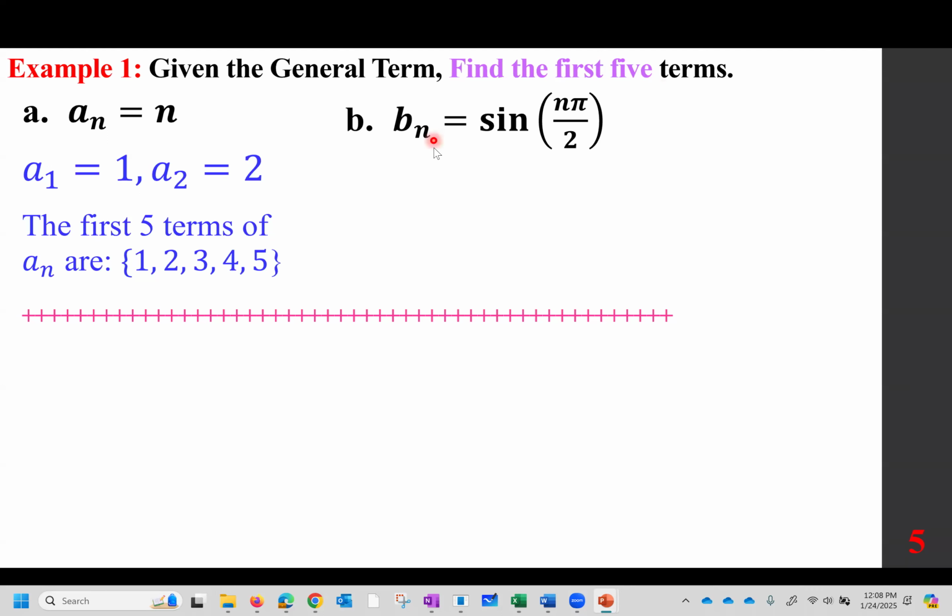What about b sub n? B sub n is sine of n pi over 2. So n is 1, so sine of 1 pi over 2. That means sine of pi over 2. If n is 2, sine of 2 pi over 2. That means sine of pi. If it's 3, sine of 3 pi over 2, 4, sine of 4 pi over 2 or 2 pi, 5, sine of 5 pi over 2.